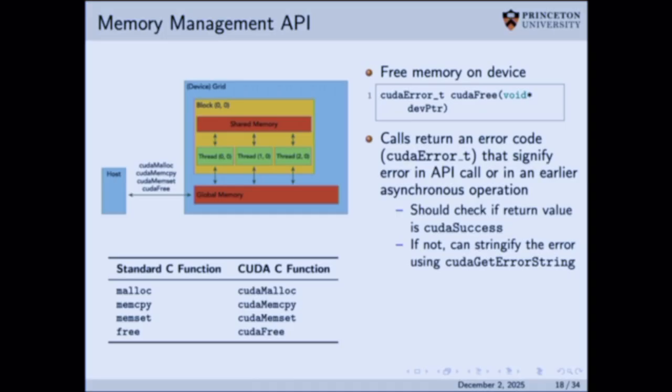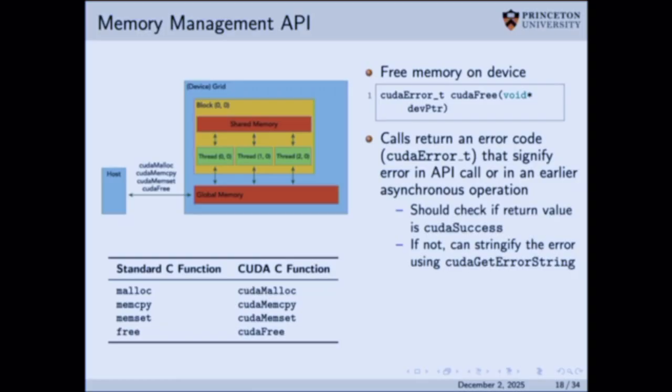And you might notice that all of these functions return the cudaError_t type, which is basically an error code. If it's cudaSuccess, that means whatever you tried to do was successful, which is good. But if it's anything other than cudaSuccess, then you can use cudaGetErrorString, which is a built-in function to check where the error stemmed from.